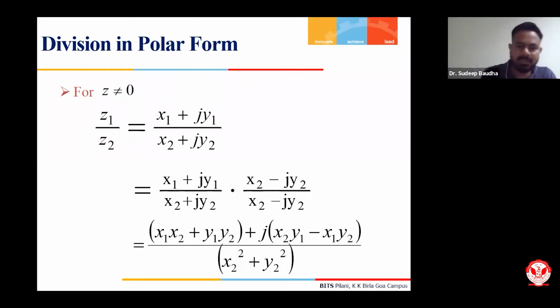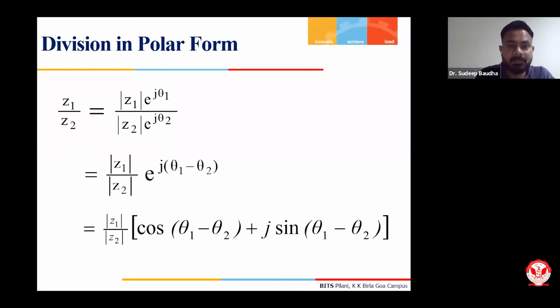If I write the final product, then this value upon this value will be the real part, and this value upon this value will be the imaginary part. So the final z1 upon z2 can be written in terms of real part and imaginary part.